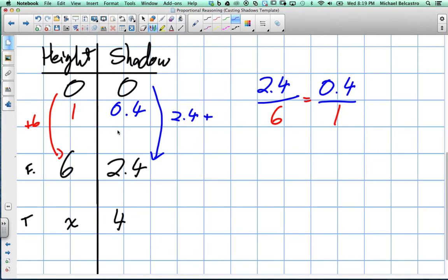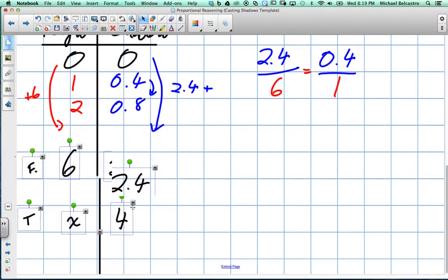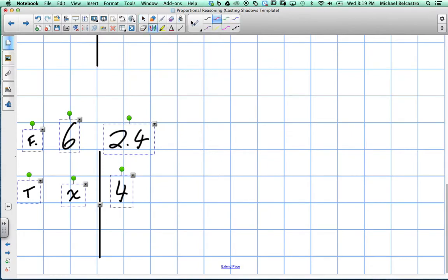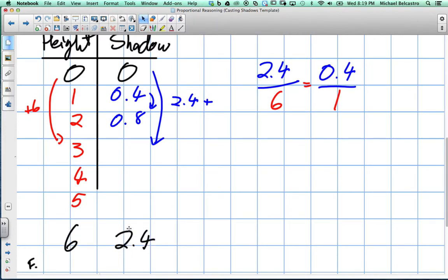So if we were to increase another 0.4, we go up another 0.4, we get 0.8, and our height would be 2. So using the information we have, let's move a lot of this down again. Let's see if we end up with our 6 and 2.4 and make sure that's correct. That means we're going to go 3, 4, 5, and then 6 would be there. So let's move 6 right into it, and 2.4. Every time we increase by 1, we should be increasing by 0.4. You can use a calculator to go along. I'm going to do this in my head.